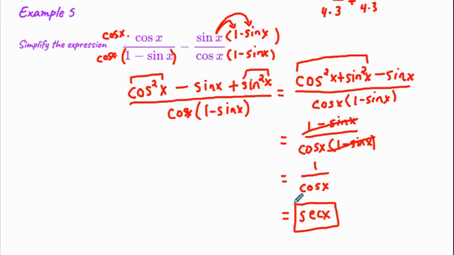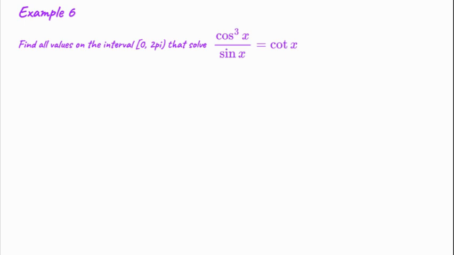All right. Just a couple more examples. Find all values on an interval 0 to 2 pi that solve cosine cubed x over sine x equal to cotangent x. Okay, now we're more solving an equation. Okay, we're not simplifying, but simplifying expressions helps solve equations because it makes it a lot nicer.